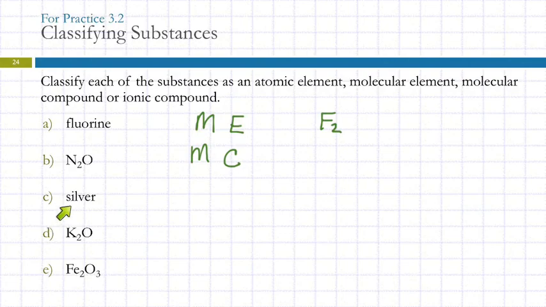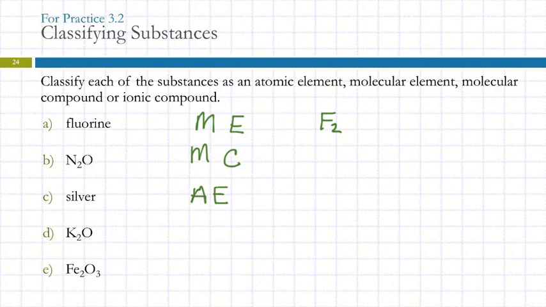How about silver? That's an element. Is it molecular or atomic? Atomic. It's not one of the 7, and I will not try to trick you on an exam with phosphorus, sulfur, or selenium. There are things where I will try to trick you, but I'll usually point those out to you. So silver, it's not one of the 7, so it's an atomic element.